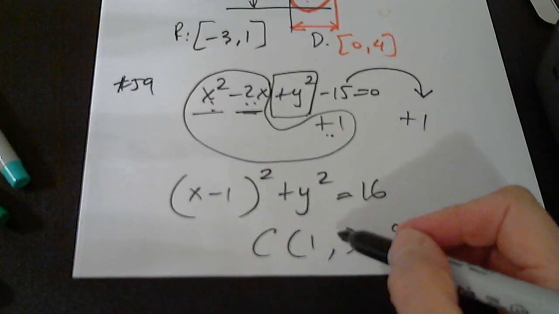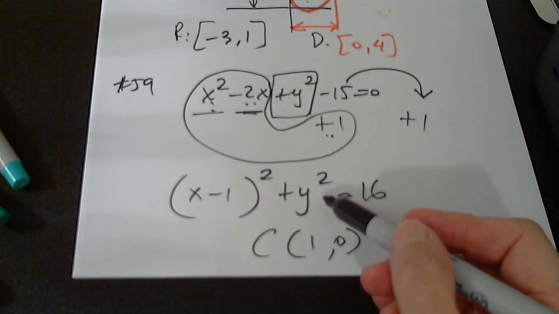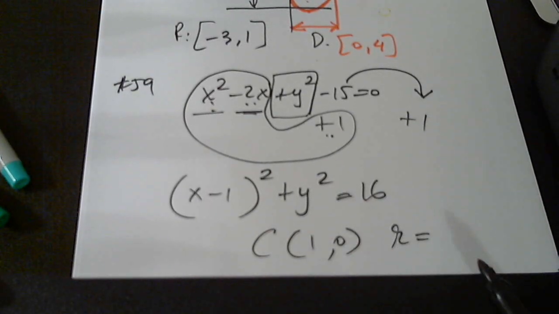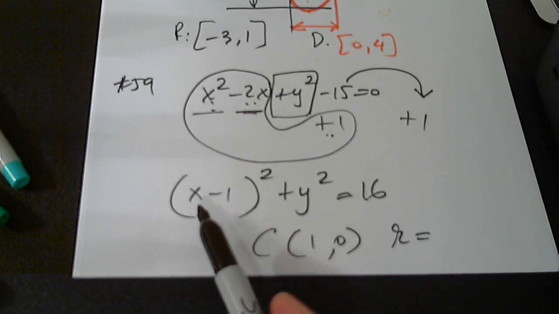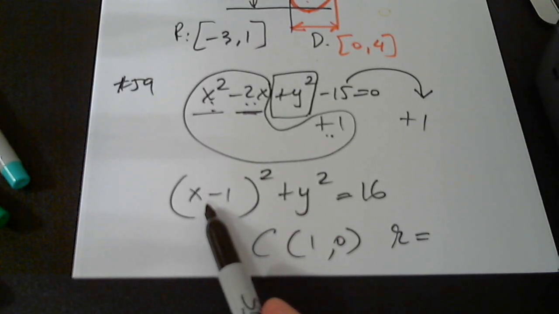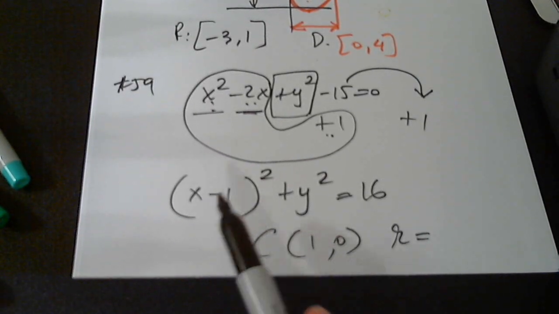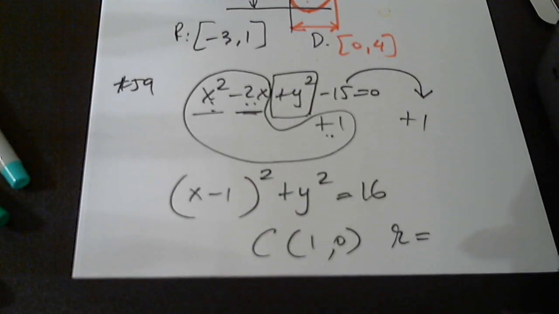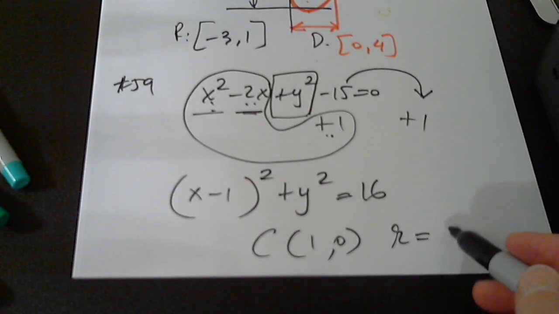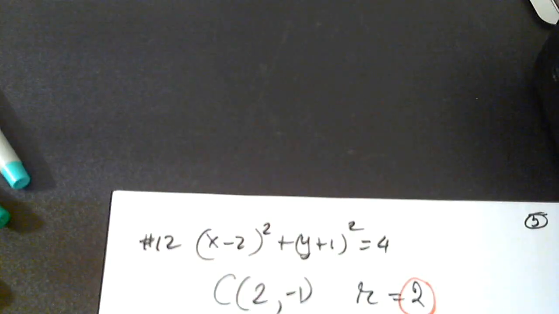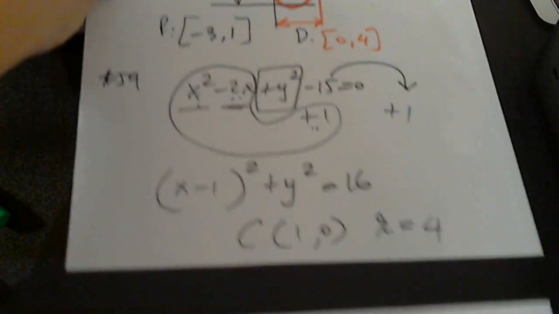Is it 1, 0? Indeed. There is nothing subtracted from y squared, so it's 0. And this is indeed 1 because there is a negative in there, which is perfect. That's the equation. And now the radius, 4. Excellent. If I'm asked to graph it, it's a piece of cake.